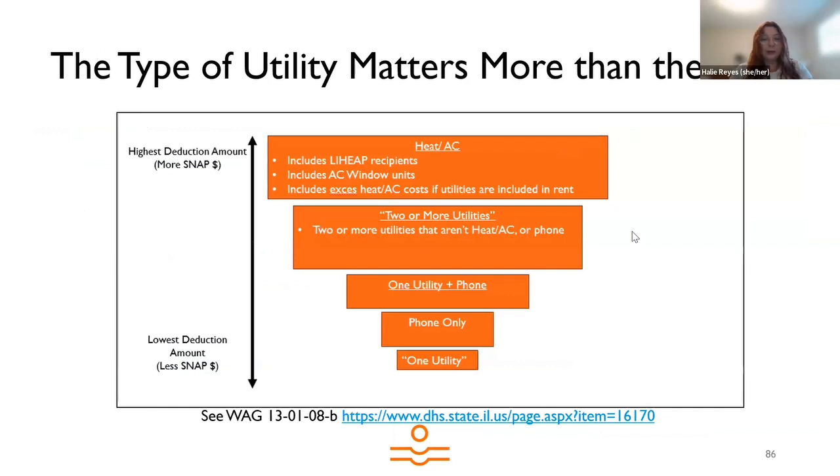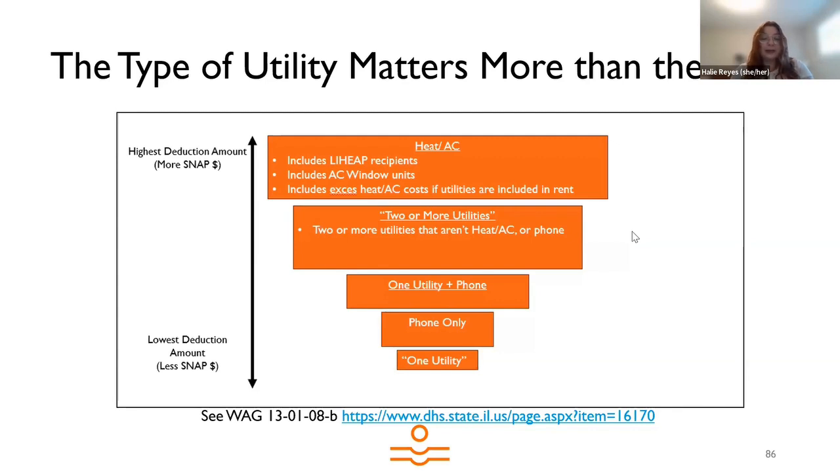And this is something we really wanted to highlight, is that not all utilities will get you the same amount of deductions. So when you report that the client receives heat or AC, so that's for LIHEAP recipients, people with AC window units, people who are billed for excess heat or AC, when utilities are included in their rent, will all get the highest deduction possible.